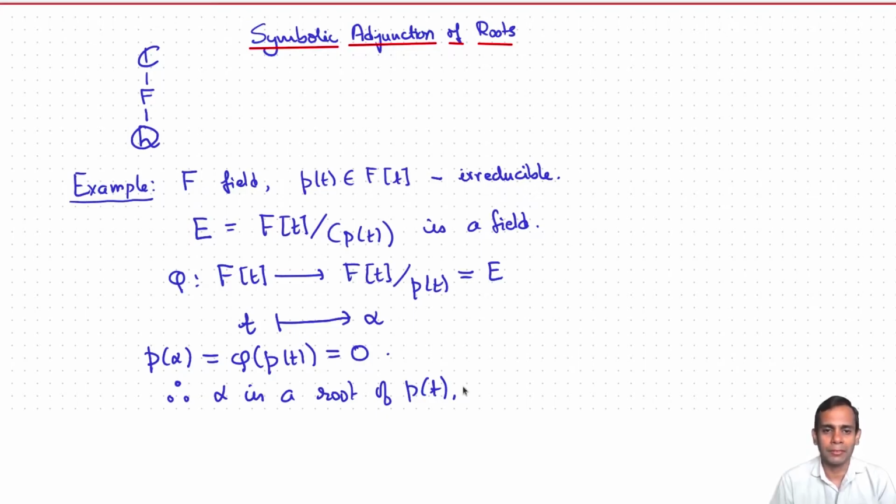So in the simplest example, what we've done is we've started with a field and an irreducible polynomial with coefficients in that field, and then we've constructed a field extension where that polynomial has a root. This kind of construction can be carried out in a much more general setting, and this is going to be the main theorem of this lecture, which I shall now state.